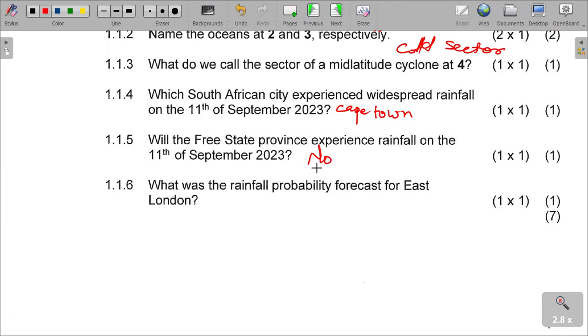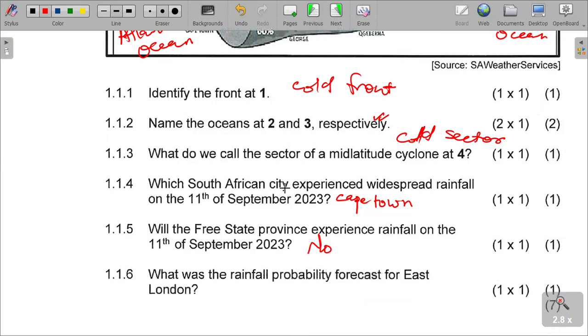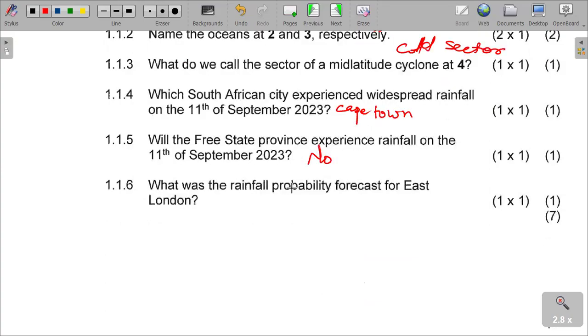What was the rainfall probability forecast for East London? We just have to look for it and identify East London's rainfall probability. Here is East London. Rainfall probability is given there as well. So the rainfall probability of East London is given as what? As 60%.